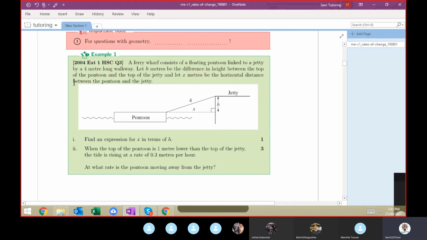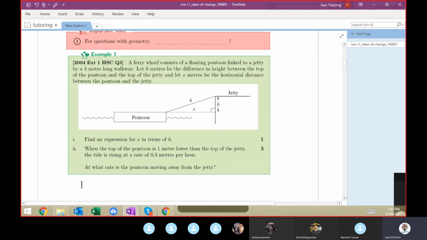So let's start. Anyways, this is from the 2004 Extension 1 HSC, question 3. So not that difficult, but let's have a look at it. A ferry wharf consists of a floating pontoon linked to a jetty by a 4-meter long walkway. Let h meters be the difference in height between the top of the pontoon and the top of the jetty. Let x meters be the horizontal distance between the pontoon and the jetty. Very easy, first one. Find an expression for x in terms of h.